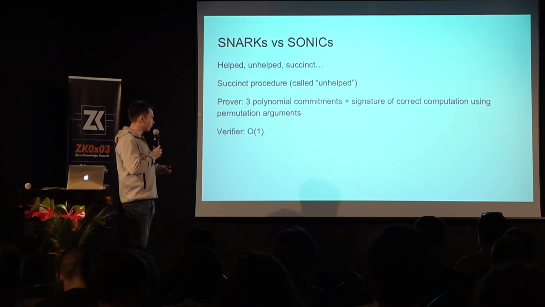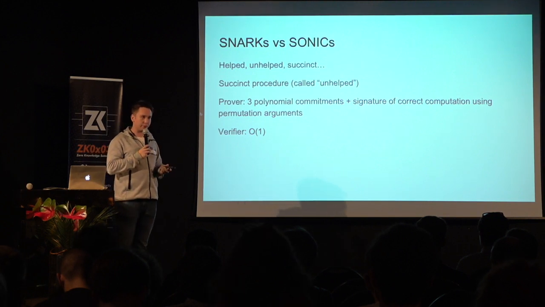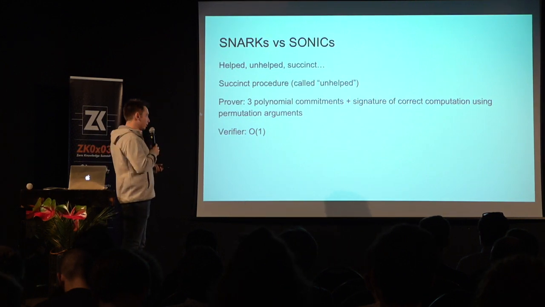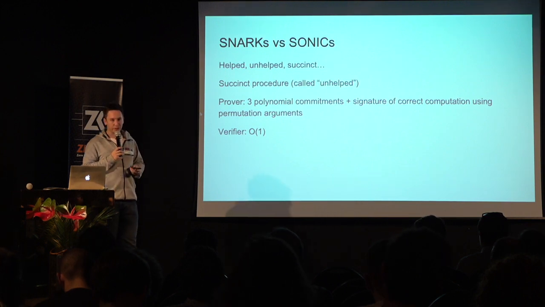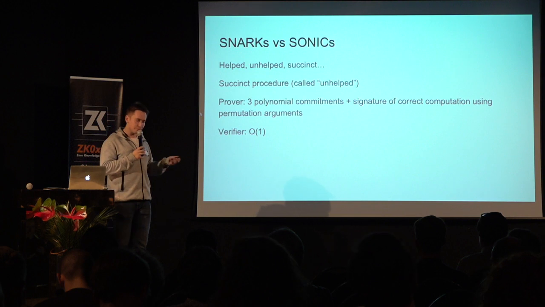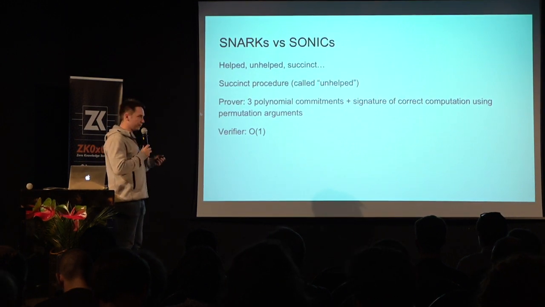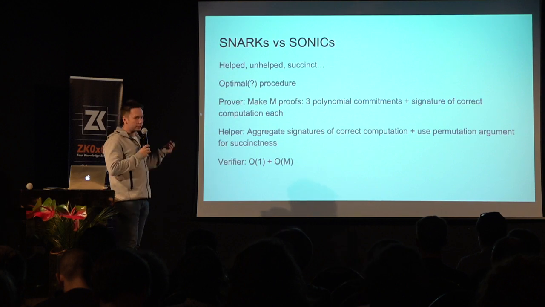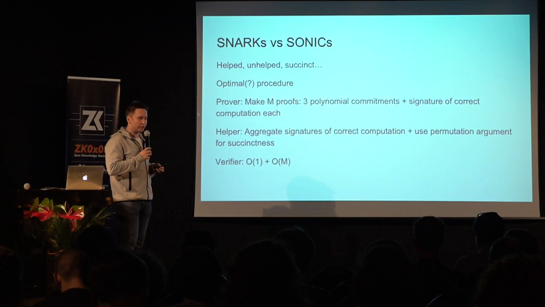The succinct procedure is called unhelped. Yes, you can make the signature of correct computation succinct, also with some trade-offs, such as increasing the number of multiplication gates up to 3 times. We will go into it later. And yes, your verifier is now succinct. What you can do is mix and match. You can take both. So this most likely is going to be an optimal procedure.